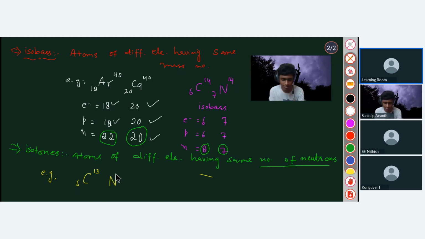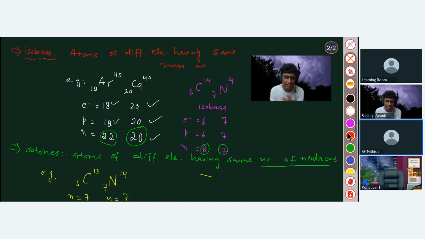I will write it here. Can you tell me what these are? Carbon 6, 14 and nitrogen 7, 14. Are they isotopes or isobars, these two? They are isotones. Exactly. Can you tell me the number of neutrons in both? Carbon 8 and nitrogen 7. Sorry, both have 8, 7 in 14 minus 7 equals 7. So they have the same number of neutrons, so definitely they are isotones.